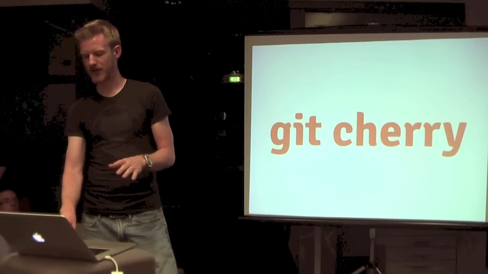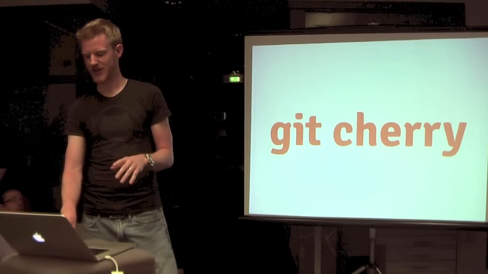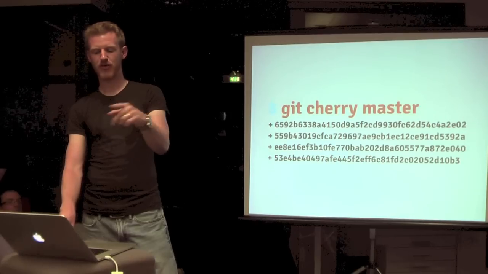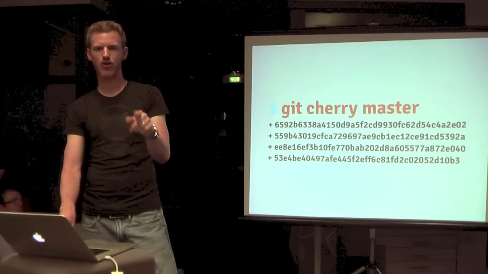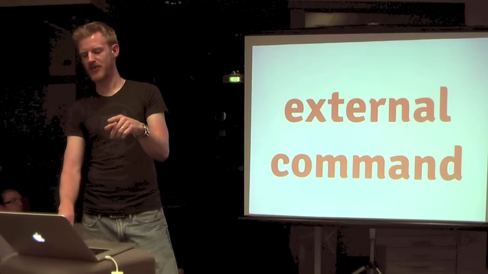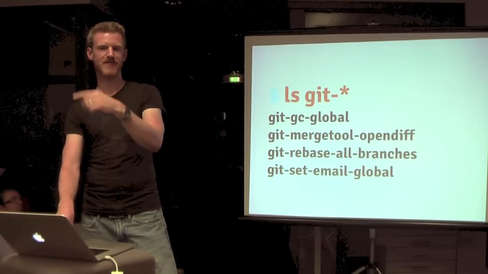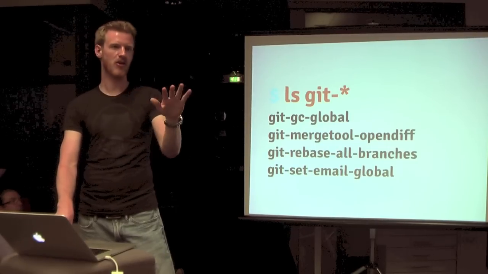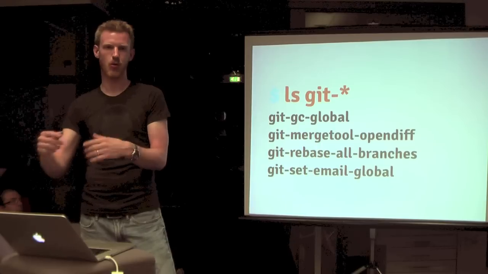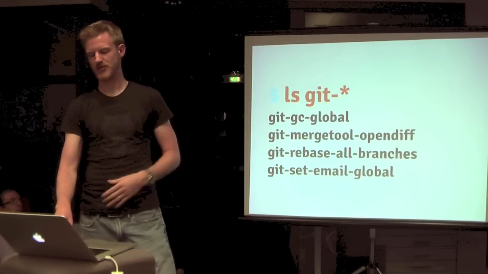Git cherry, I'm going to fly through some of the remaining slides because I have lots of slides and not much time. Git cherry basically lets you, if you run it on a branch, it will tell you a list of commits that are on your current branch but not on the other one. You can run external commands. If you have anything in your path which is named like git-gc-global or whatever, so it looks like a git command, then you can just run git gc-global and that will run in any directory. So you can extend git with your own scripts if you do that.